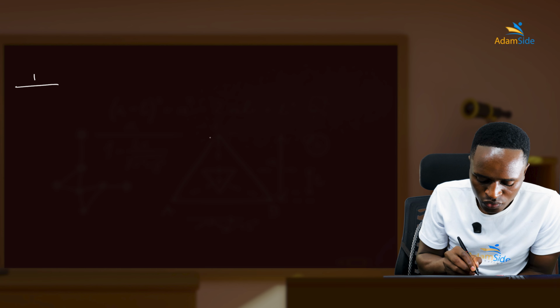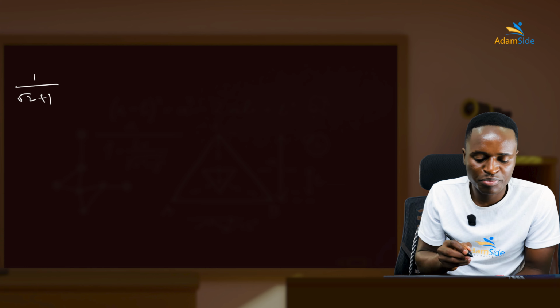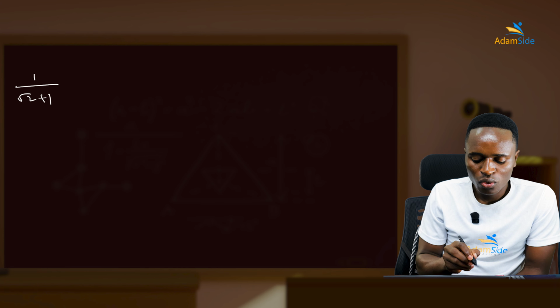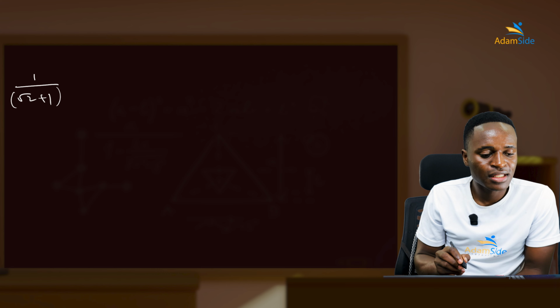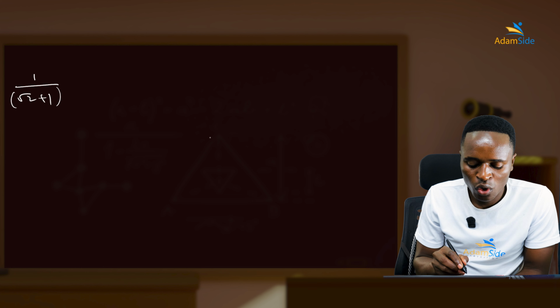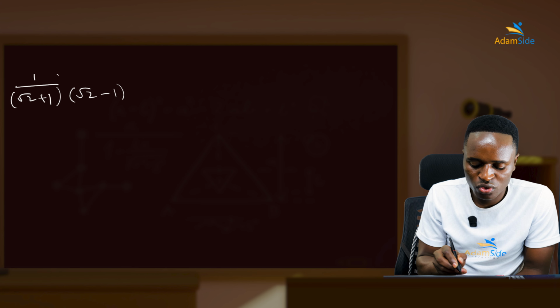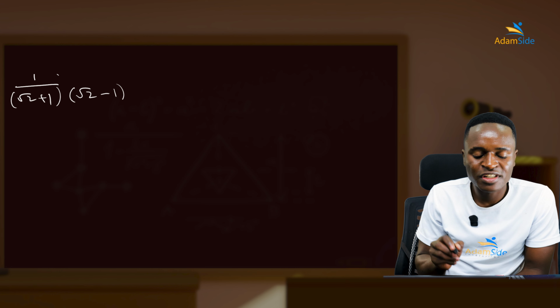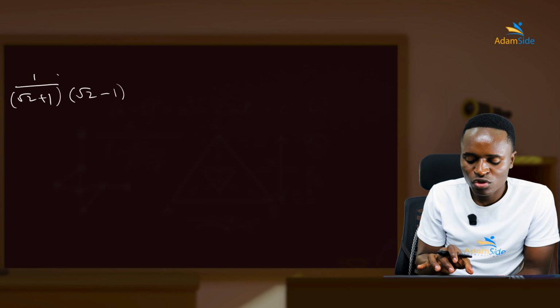1 over root 2 plus 1. So we have an expression here. We use the same expression with the opposite sign, which will be root 2 minus 1. Multiply by root 2 minus 1. Here we say this is a difference of two squares.